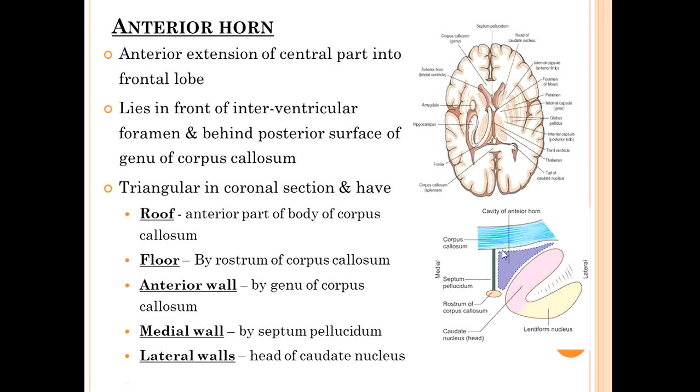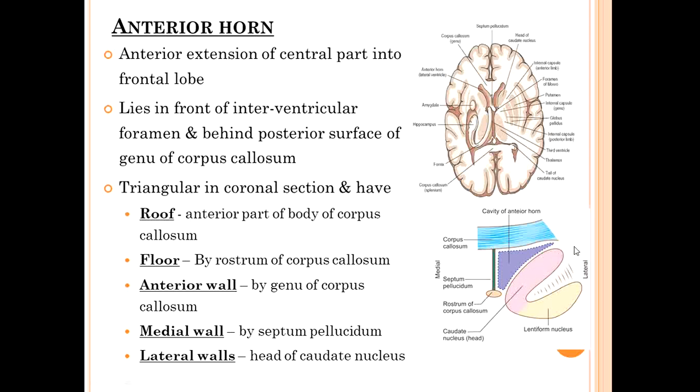So it will have a roof, a floor, an anterior wall, and a lateral wall. You see here, the roof is formed by the anterior part of the body of the corpus callosum. Then the floor is formed by the rostrum of the corpus callosum. Then the anterior wall is formed by the genu of the corpus callosum. Then who is forming the medial wall? The septum pellucidum. This is the septum pellucidum, which is forming the medial wall, and the lateral wall is formed by the head of the caudate nucleus.